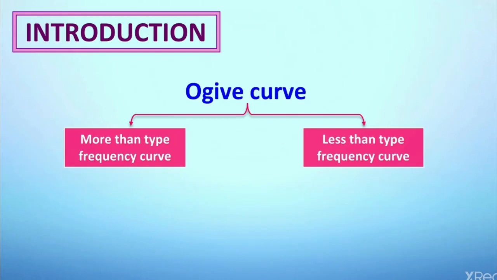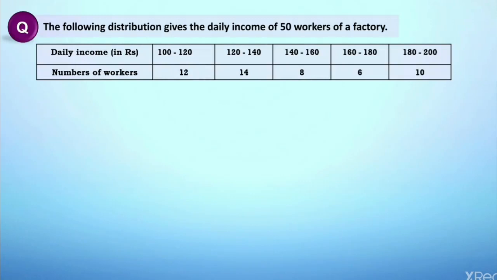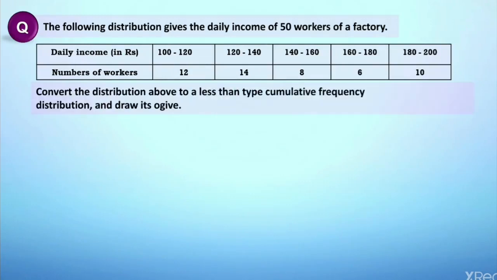To understand it in a proper way, let's consider a sum. The following distribution gives the daily income of 50 workers of a factory in the form of a table. And we need to convert the frequency to less than type cumulative frequency and draw its ogive. Moving ahead with the sum, first we will prepare the table.